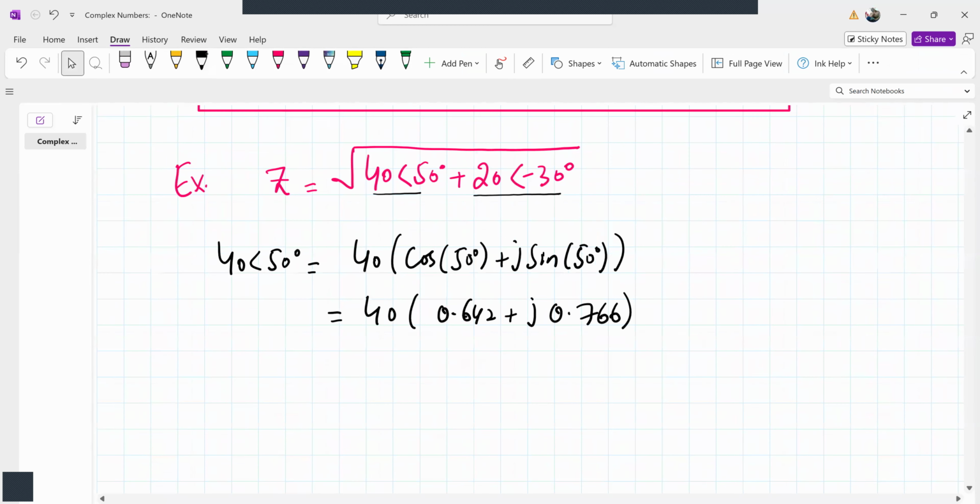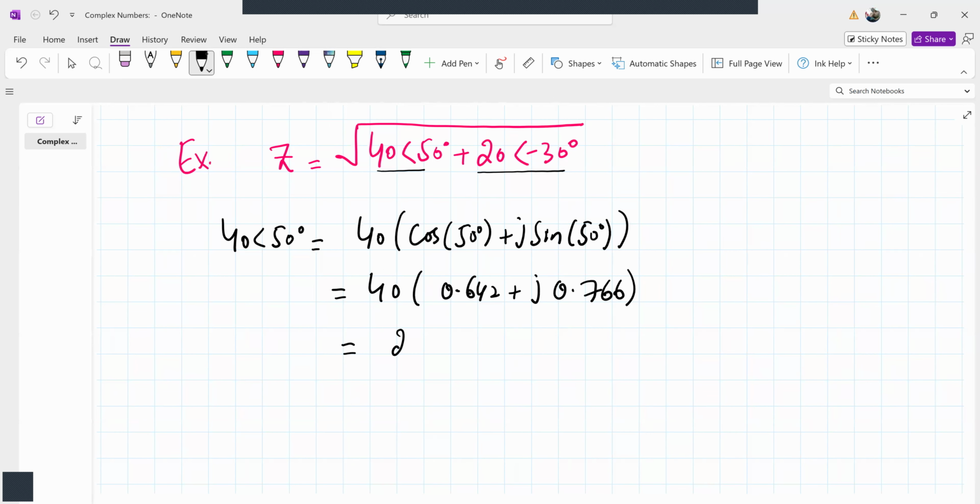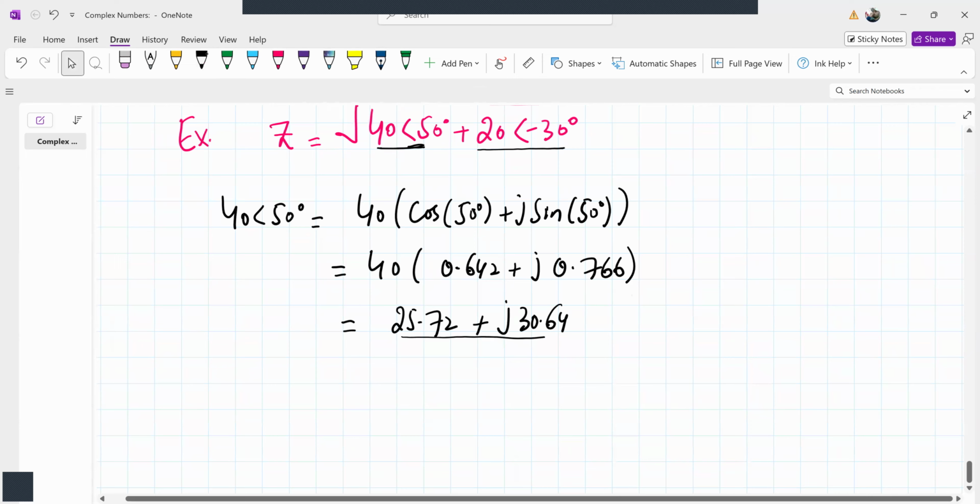Please check the calculations one more time yourself. Verify these calculations. If you multiply 40 with 0.466, the result is 25.72. And if you multiply 40 with 0.766, the result is 30.64. So this part we have converted into the rectangle form.